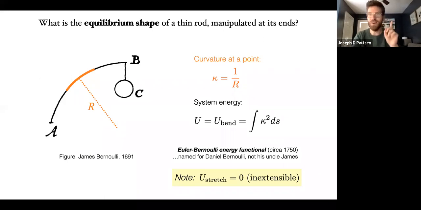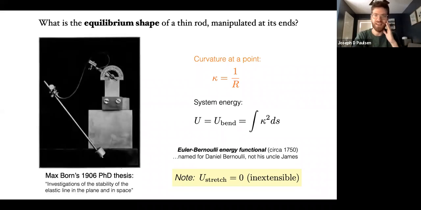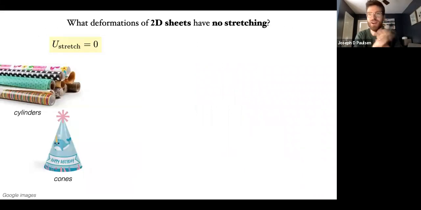Okay, so that's 1D. Now let's fast forward and go into 2 dimensions. So from rods to sheets. Just to point out another famous person along the way, this is Max Born's PhD thesis. Max Born of quantum mechanics fame actually wrote his PhD on the Euler elastica. So there are really a lot of great minds that contributed to this problem along the way.